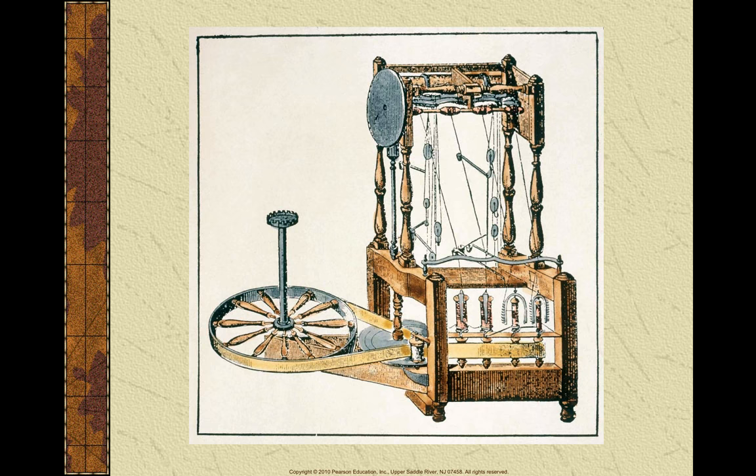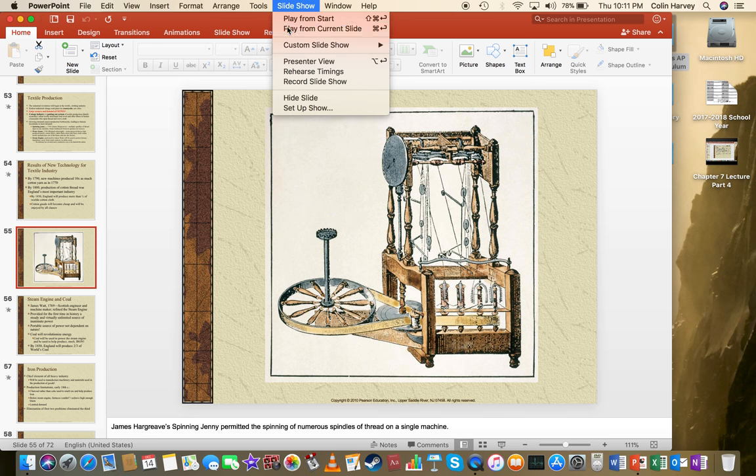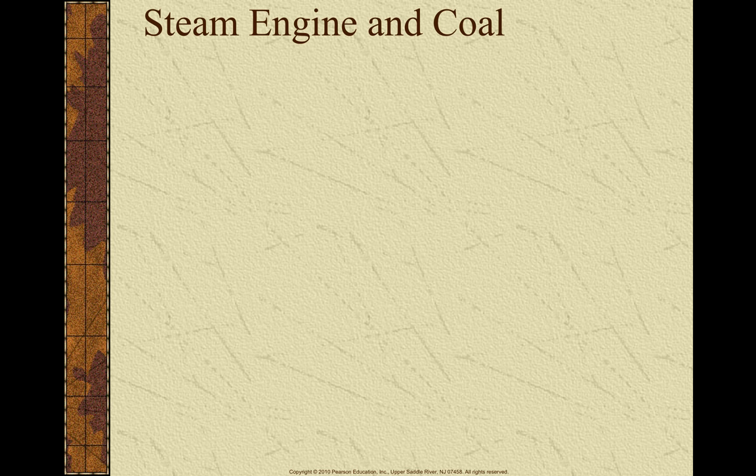And I think that is a picture of the spinning jenny. Let me make sure real quickly. Yeah, it's the spinning jenny. This was a device that could spin thread, and you can see all the little spindles, all the little threads being spun. So it could spin thread much more quickly than just one human. The steam engine and coal.